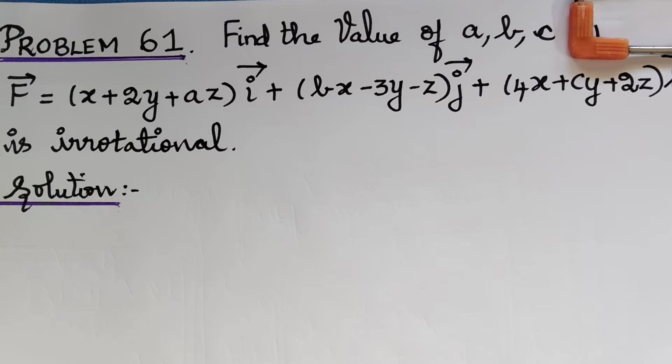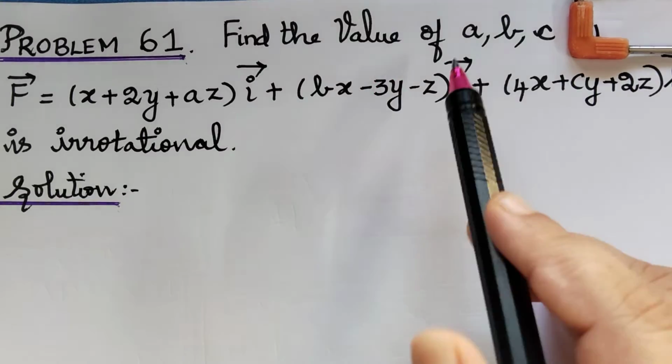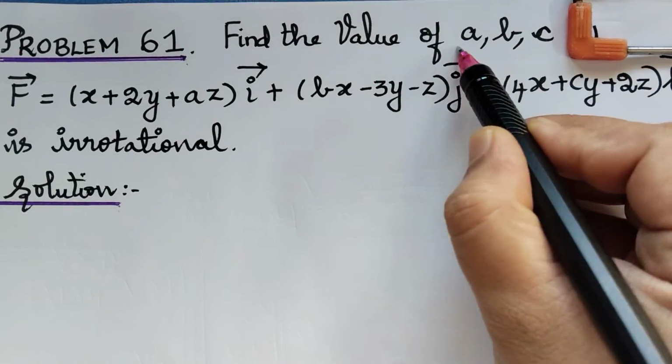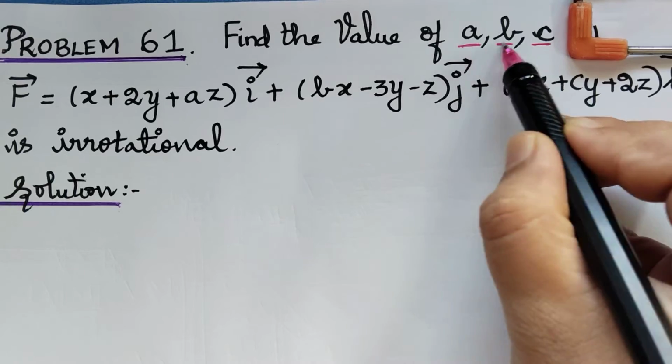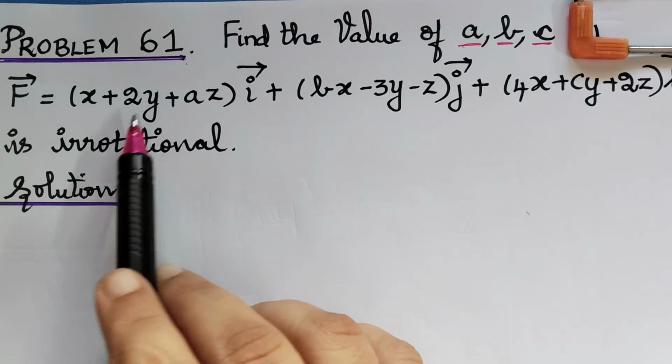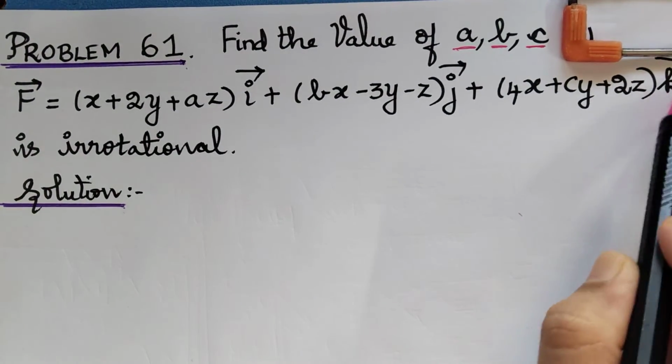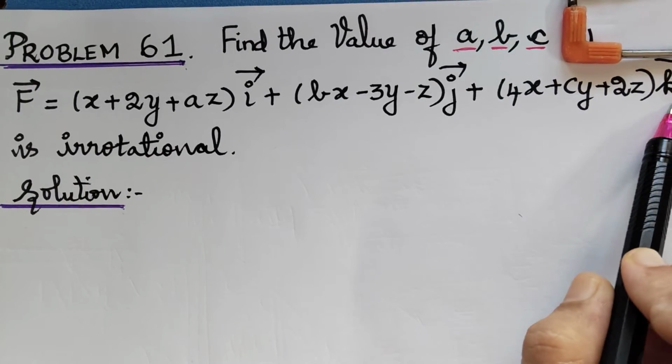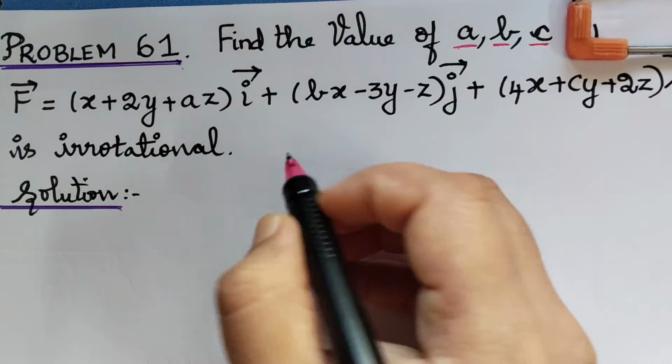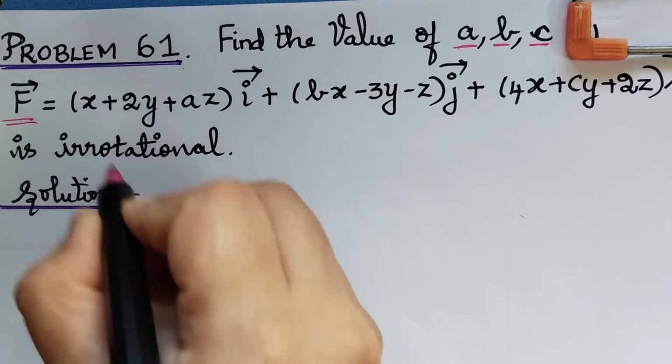Here we have another question on the same topic. Find the value of a, b, c. Now here we have three unknowns. So a, b, c, if the f vector, which is given by this, is irrotational. So it is given that f vector is irrotational.